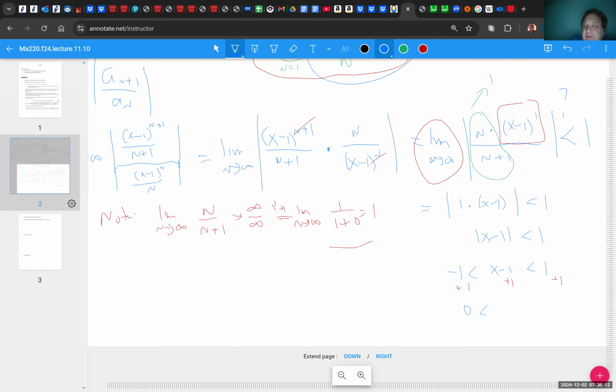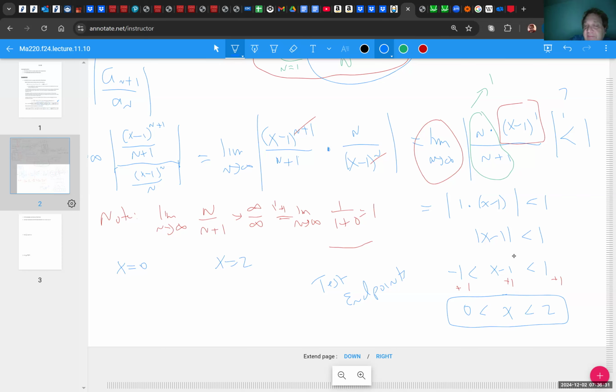X minus 1 plus 1 is just x. And then 1 plus 1 is 2. So that's my interval of convergence. I do have to test the endpoints, because the endpoints we don't know about. So the endpoints are x equals 0 and x equals 2.